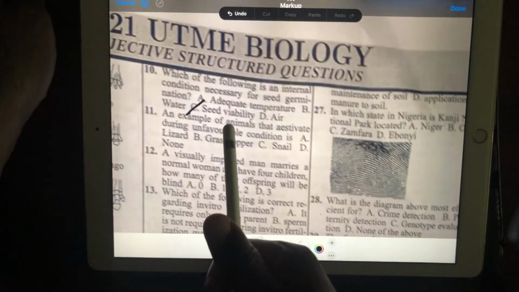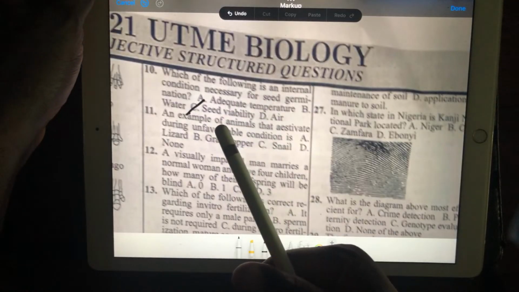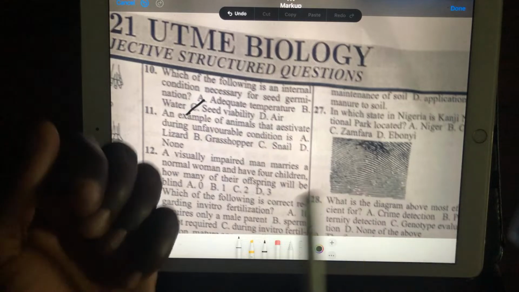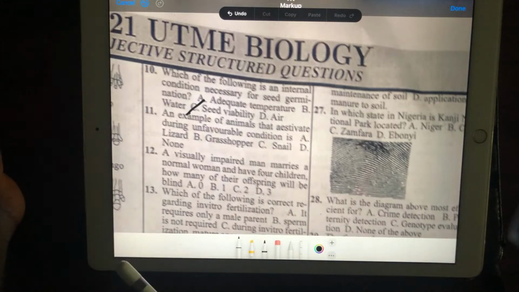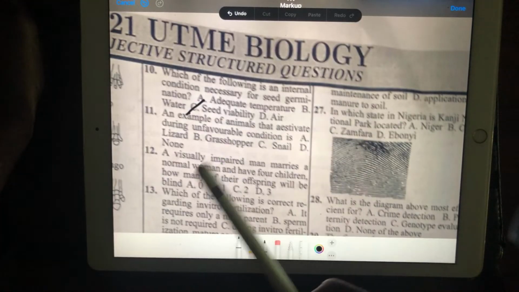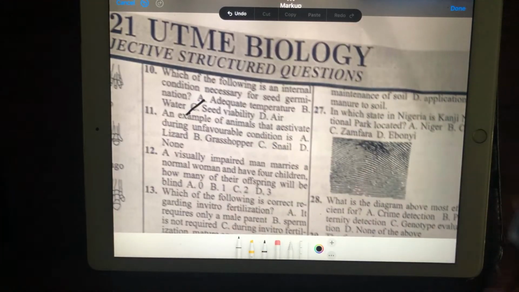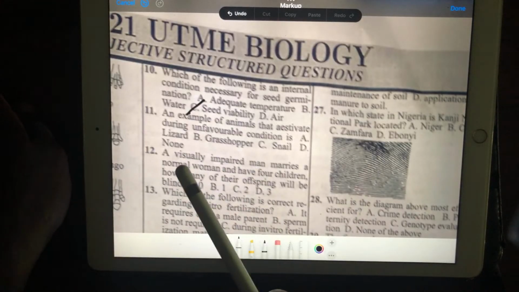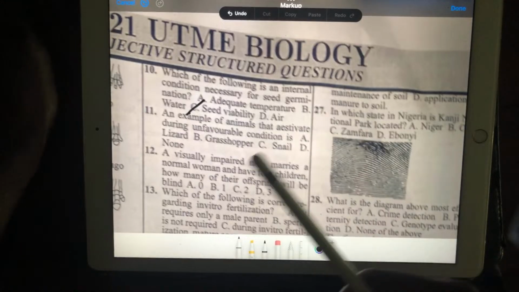So viability means being alive and healthy. So in the presence of other factors necessary for germination, that is presence of oxygen or presence of air, moisture, then optimum temperature. These are the external factors. But when all these factors are present and the seed itself is not viable, the seed will not germinate.